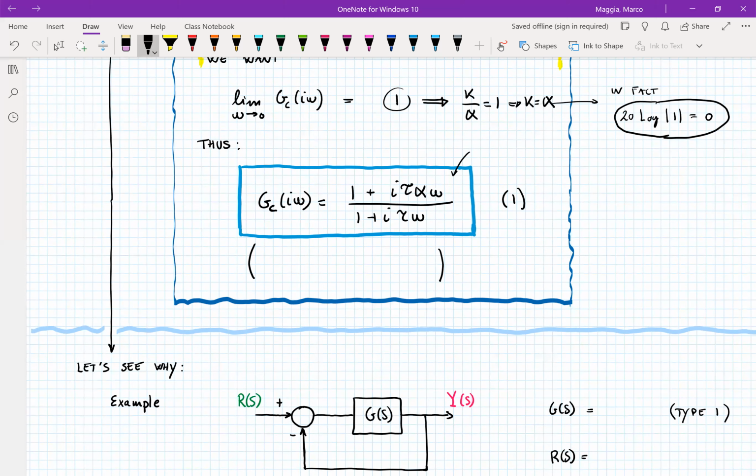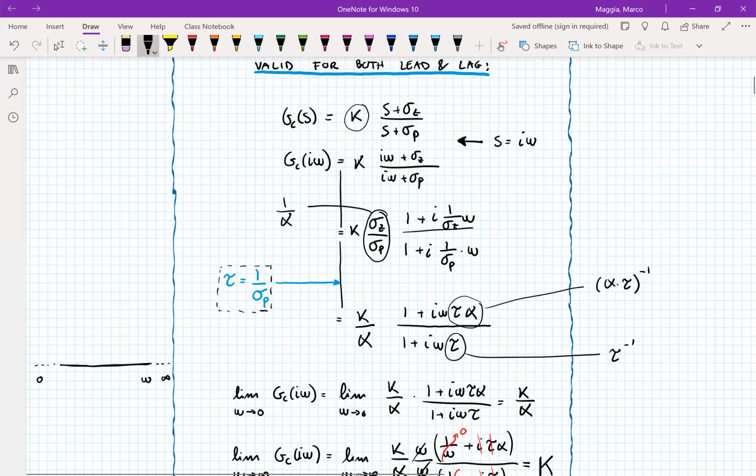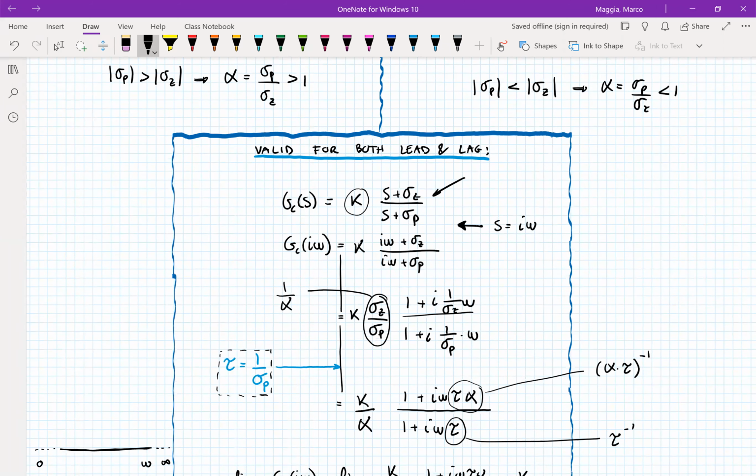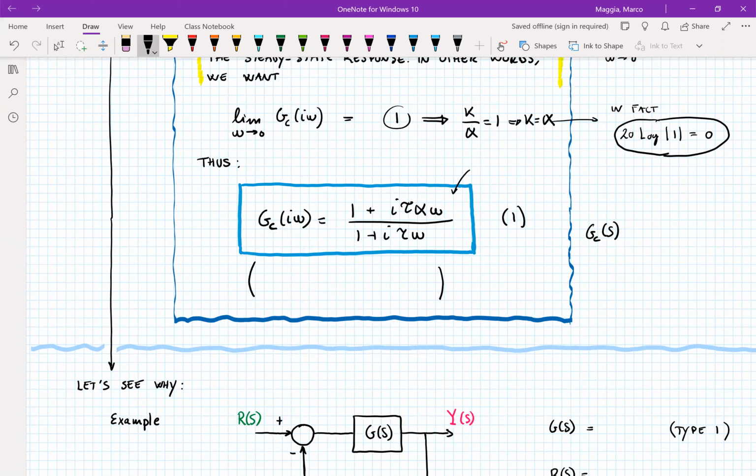Of course, if you wanted to write it down as a function of s, you can simply write what we started from, but now we know that k is equal to alpha, so Gc of s is simply alpha times (s plus sigma z) over (s plus sigma p), where sigma p is 1 over tau, and sigma z is 1 over alpha times tau.